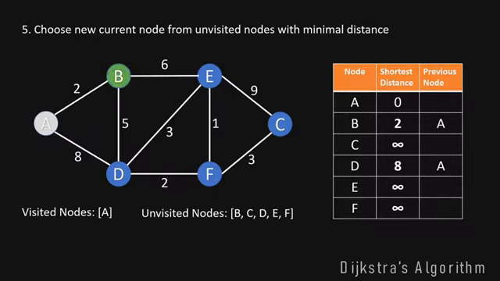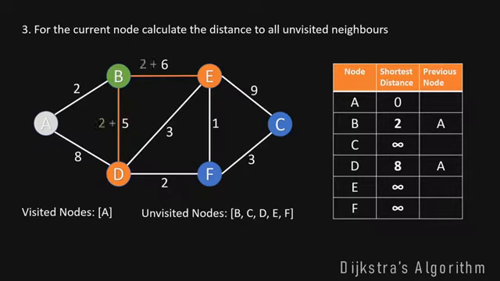For our node B, we can now go back to our steps 3 to calculate the distance of all unvisited neighbors of B. So unvisited neighbors of B are E and D, and the distance calculation works as follows. Since B has a current distance of 2, we need to add this 2 to the weight of the edges to E and D. So now let's first look at the node E.